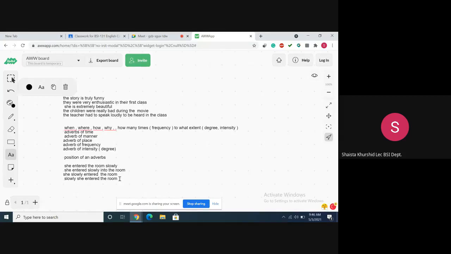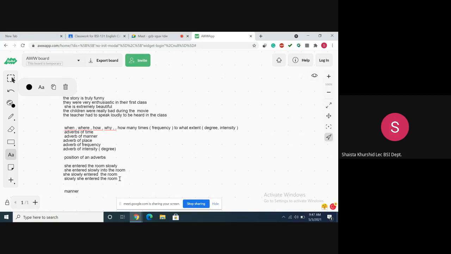Okay. Now I'm going to discuss the types of adverb. As we said, there are adverbs of manner, place, time, frequency, and intensity. As we discuss them, you will see what their positions are, so try to focus on the position of the adverbs as well. The first one is the adverb of manner.